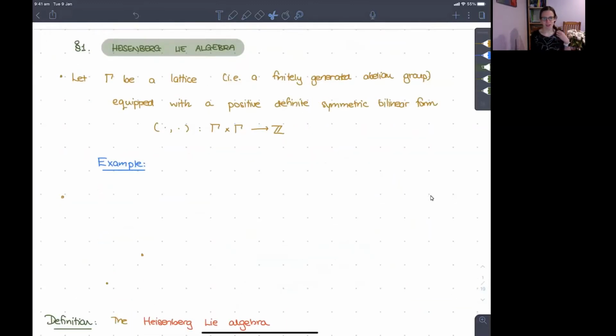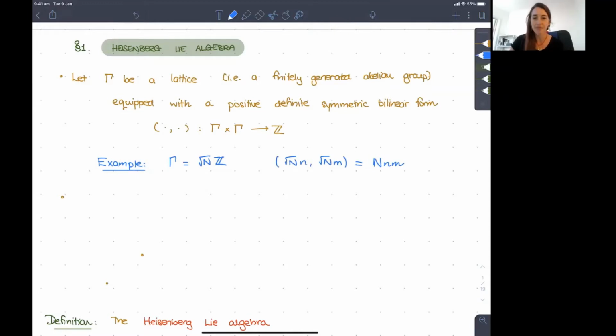Okay, so now we're going to define this Lie algebra. So we start with a lattice, which is a finitely generated abelian group with a positive definite, symmetric bilinear form. And so a nice simple example that we can keep in mind is a rank 1 example, where gamma is the square root of n times an integer, and the pairing is multiplication. Emily, you've got a question from Elijah in the chat. Torsion free? Yes, sorry.